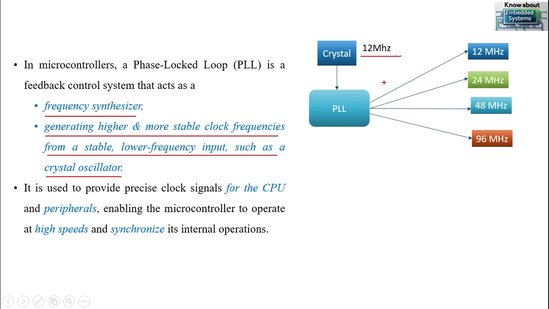This is one of the beauties of the PLL. Supply 12 and you're able to generate up to 96. For example, I have considered up to 96, but it is possible to generate up to 400 to 500 megahertz. Since it can generate a very high frequency, you can supply the clock to the CPU, and also to all the peripherals available inside the microcontroller, from the PLL.